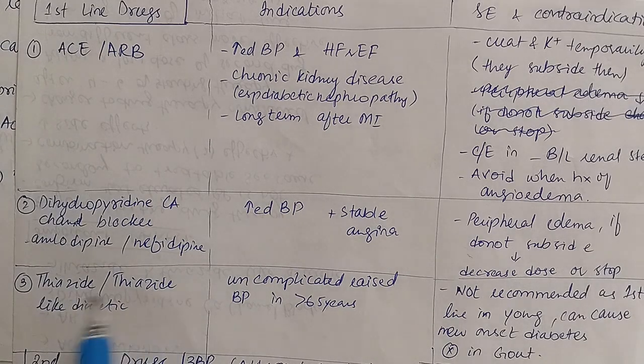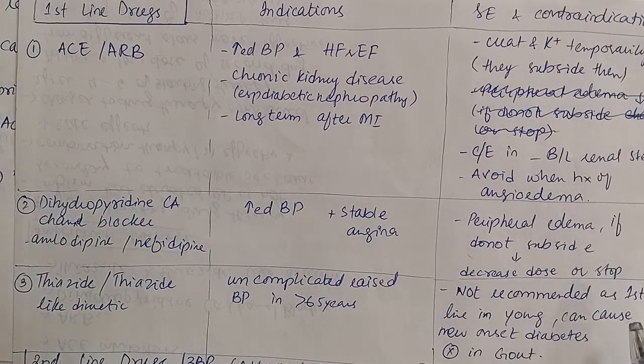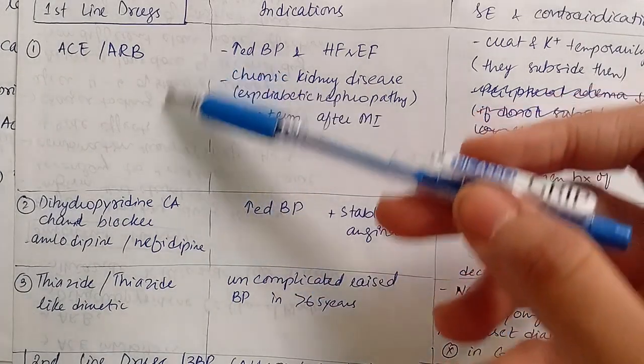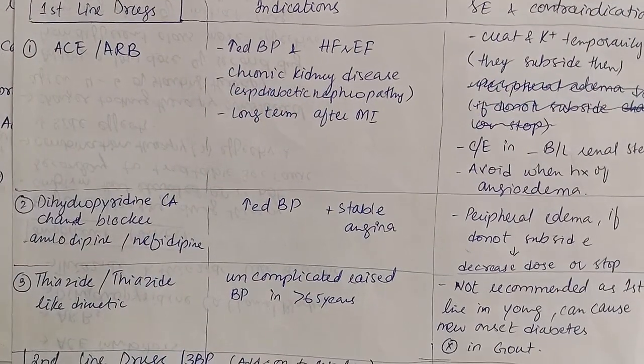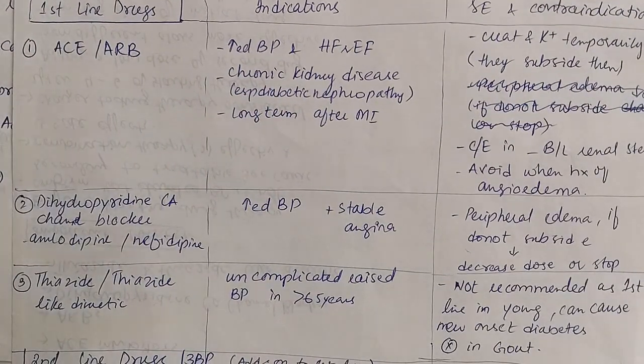Then we have thiazide or thiazide-like diuretics. They are indicated when there is uncomplicated raised BP in people more than 65 years of age, and they are not recommended as first line in young adults because they can cause new onset diabetes, and they are also contraindicated in gout. So these are the first line drugs, and they can be given in combination therapy. That is, two drugs can be given.